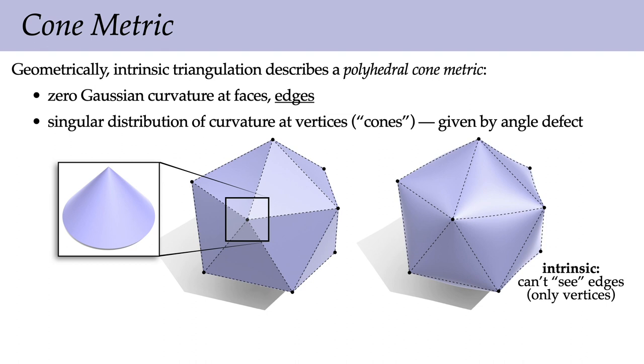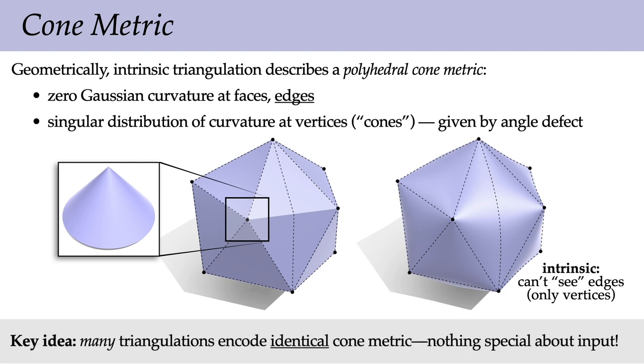As an intrinsic observer, I have no idea which should be the triangulation associated with my surface. In fact, I could triangulate it another way. I could construct the same space out of a different set of triangles with a different set of edges. Right? Many, many different triangulations encode the same cone metric. There's nothing at all special about the one that comes from the input triangulation.